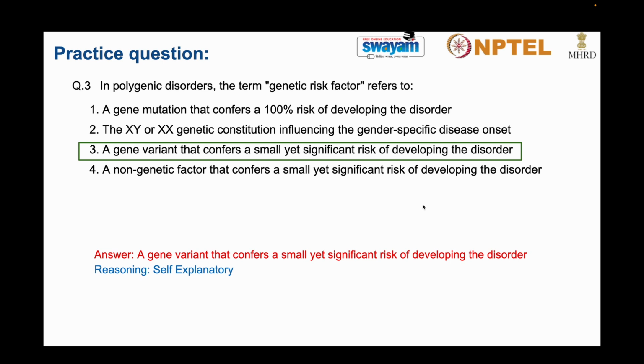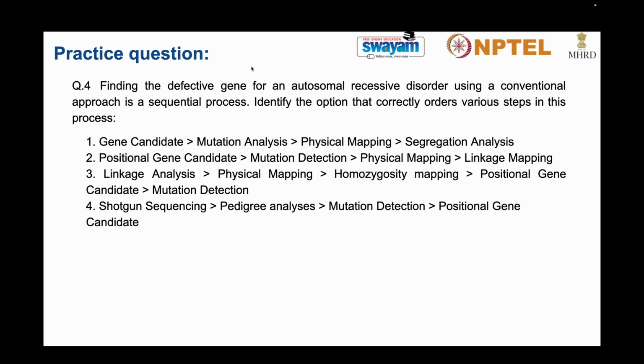Now let's move to the next question. Finding the defective gene for an autosomal recessive disorder using a conventional approach is a sequential process. Identify the option that correctly orders various steps in this process. So now you have to tell the correct order. We have already discussed how we identify the disease genes, so I think it might help you with this question. They are giving you the order in which we perform the analysis for the defective gene.